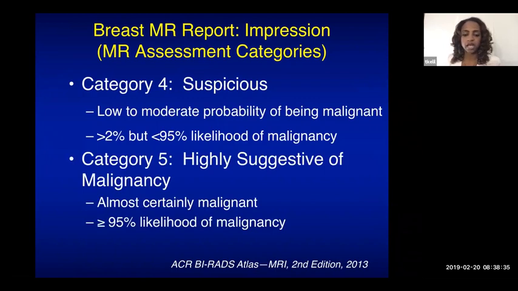Category 5 is highly suggestive of malignancy. So this is almost certainly malignant. There's a greater than 95% likelihood of malignancy. And for this, if the pathology result comes back as benign, you would not accept it, and you would either recommend repeat biopsy or surgical excision.